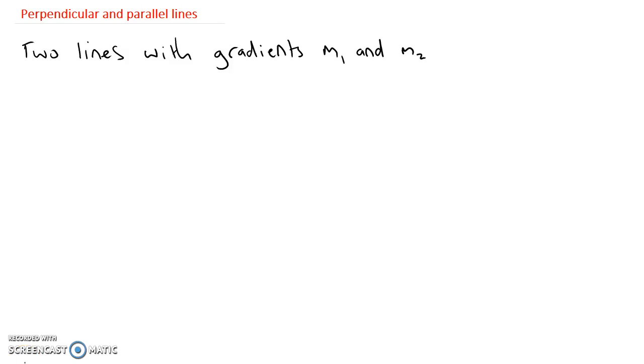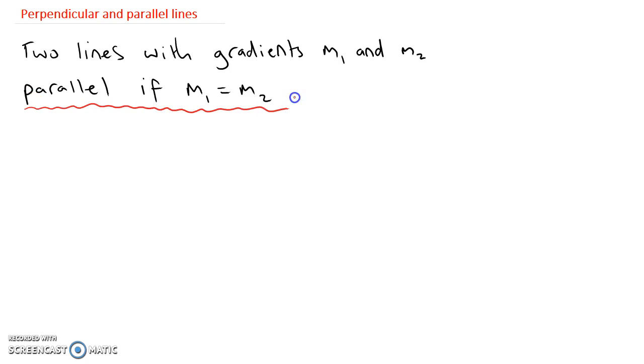This lesson will be on perpendicular and parallel lines. Now, if we have two lines with gradients m1 and m2, those two lines are parallel if both of them have the same gradient. So in other words, if m1 equals m2, the lines are parallel if they both have the same gradient.